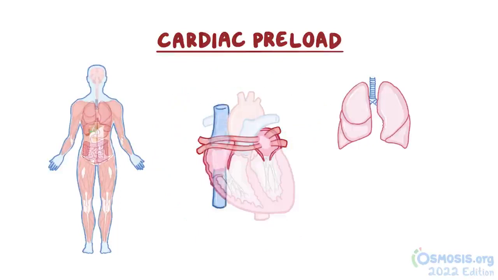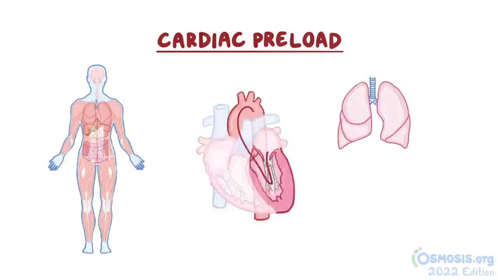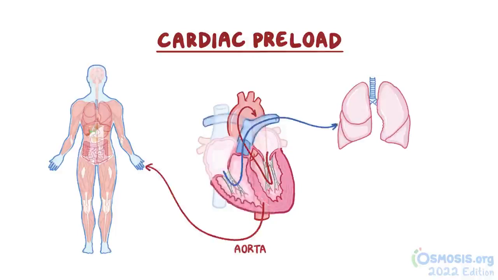From the atria, the blood flows into the lower chambers of the heart. The left ventricle, which pumps oxygenated blood to all our organs and tissues via the aorta, and the right ventricle, which pumps the deoxygenated blood back to the lungs via the pulmonary arteries.